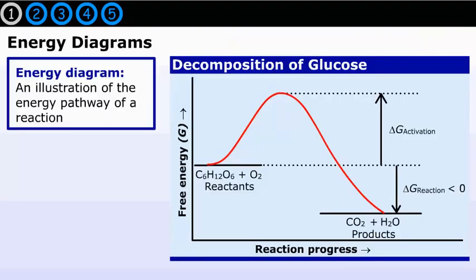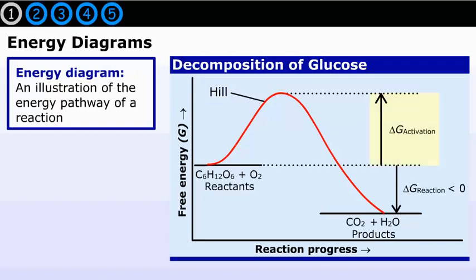An energy diagram illustrates the energy pathway of a reaction. The products are at a lower energy than the reactants. This tells us that the change in free energy for the forward reaction is negative and the reaction is spontaneous. Notice the hill on the energy diagram. The hill represents an energy barrier, something the reacting molecules must cross in order to become products.